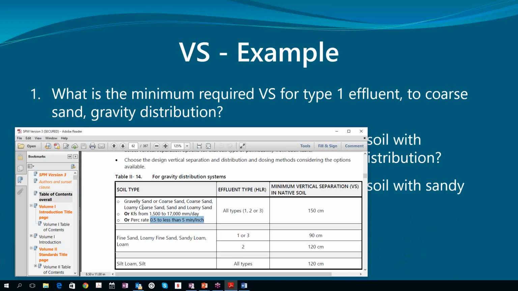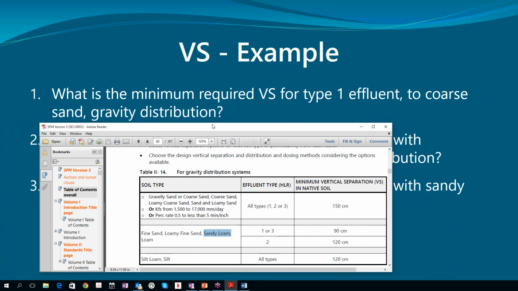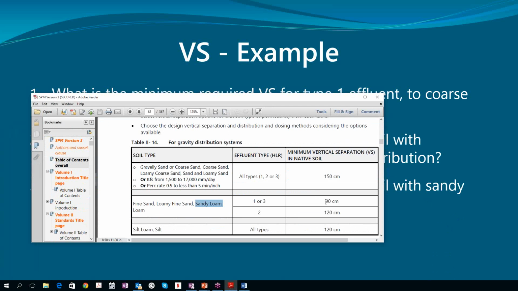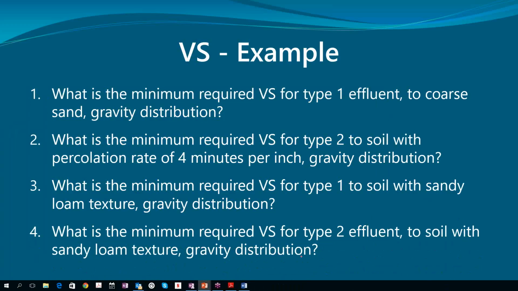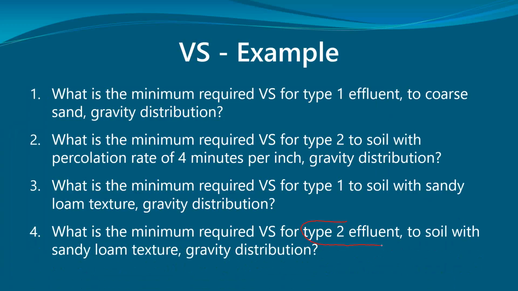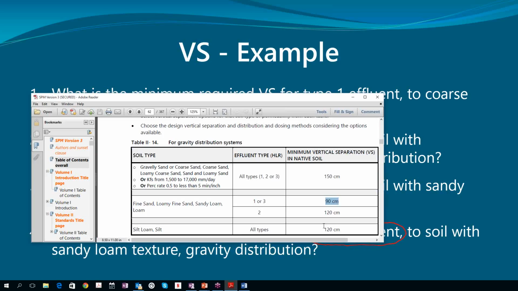So sandy loam is not one of these. Sandy loam shows up there, and the effluent type was type 1, so the answer is 90 centimeters. Next question. Soil with sandy loam texture, but it's type 2 now. So remember, type 2 is greater VS than type 1. So that question is type 2 sandy loam, 120 centimeters. Everybody happy?